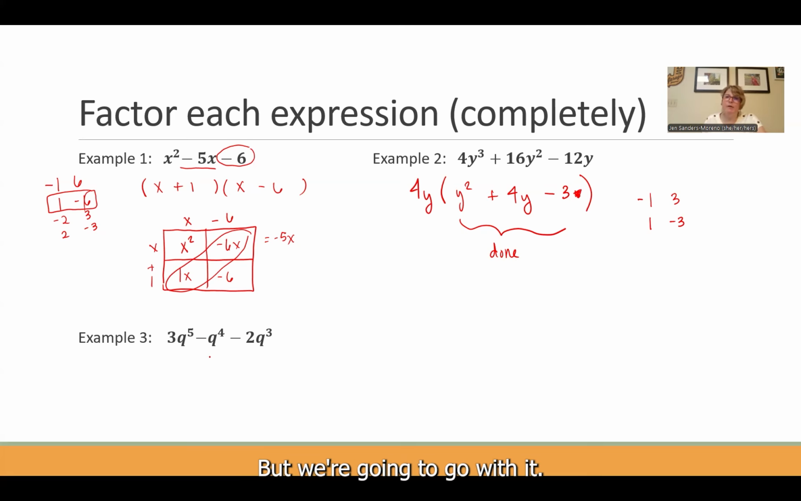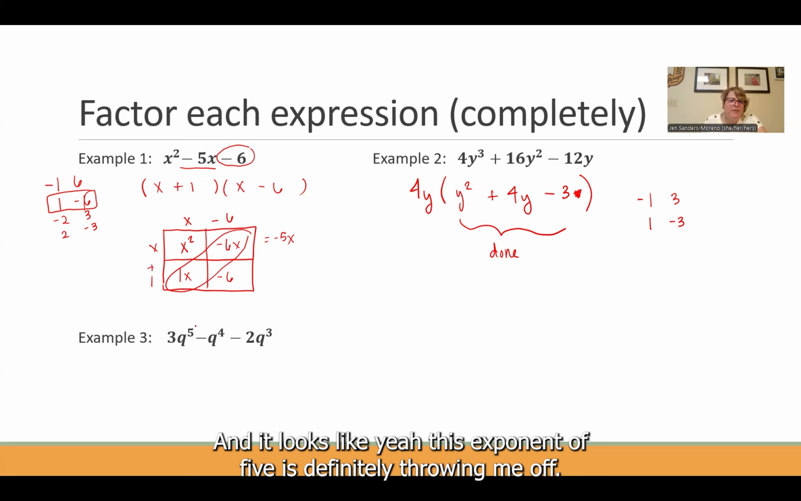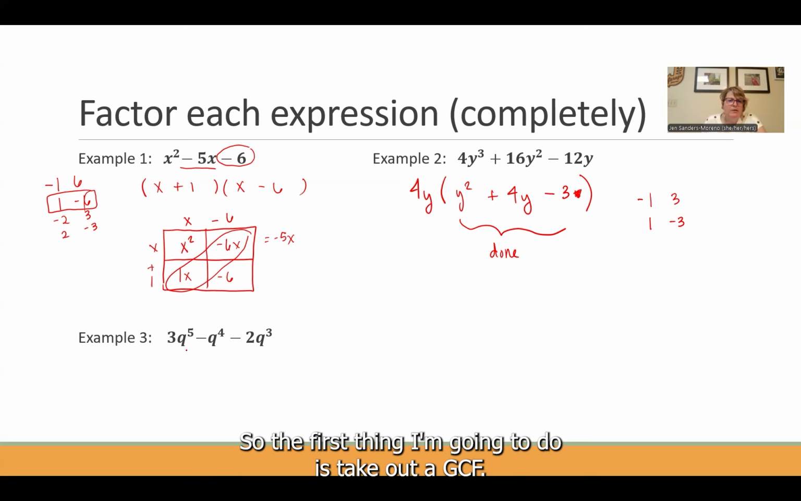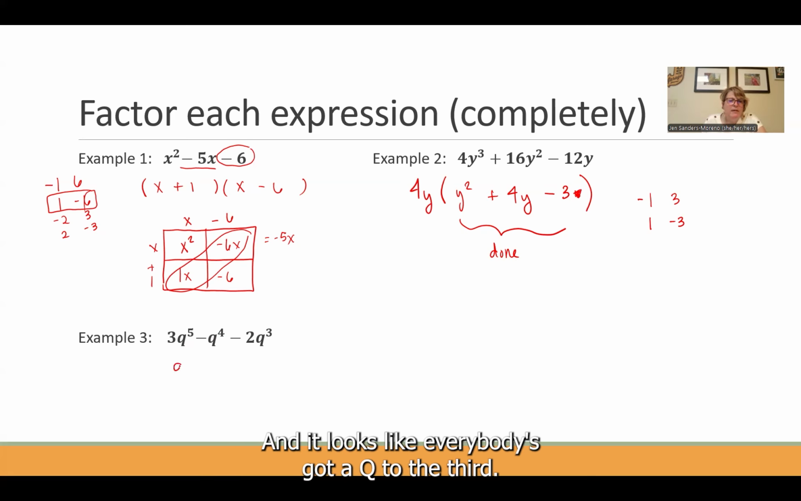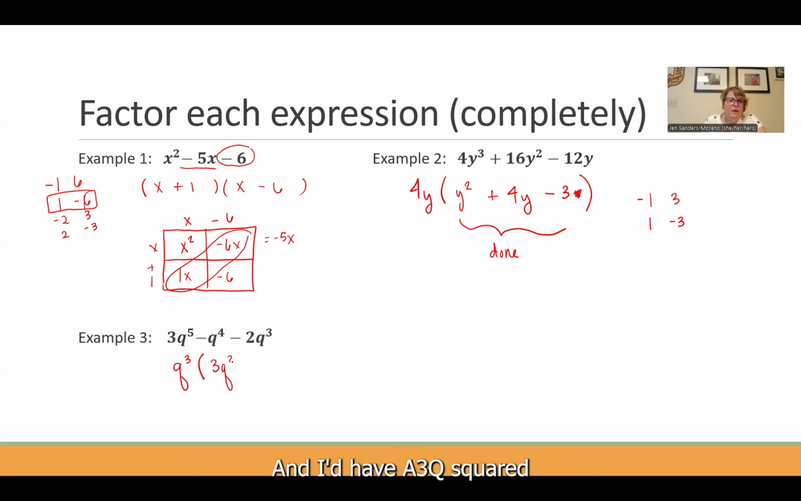Okay, let's do this one. That's a weird cube, but we're gonna go with it. And it looks like, yeah, this exponent of 5 is definitely throwing me off. So the first thing I'm gonna do is take out a GCF, and it looks like everybody's got a q to the third. And I'd have a 3q squared minus q minus 2.